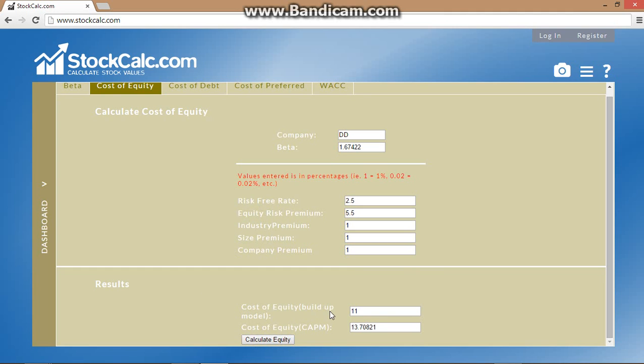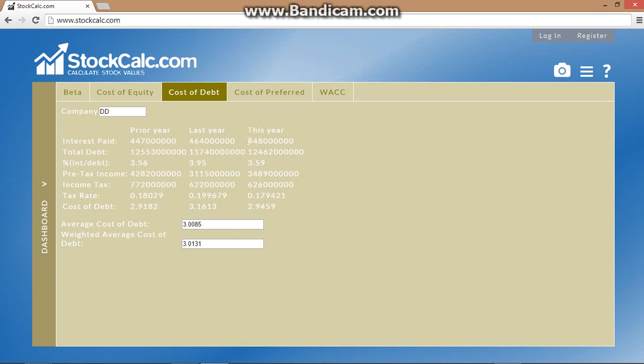So we can see with the build-up method, which basically adds up the different rates that we're dealing with, we get an 11% cost of equity. If we use the capital asset pricing model, we get 13.7. The capital asset pricing model actually uses the beta calculation that we did.